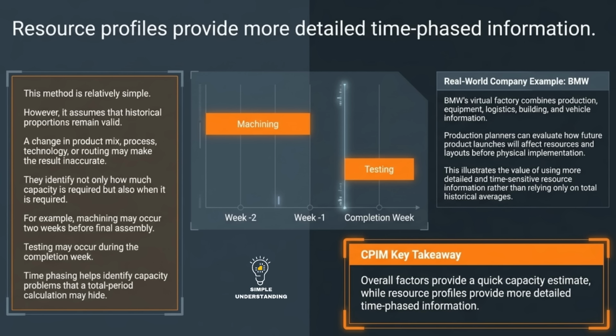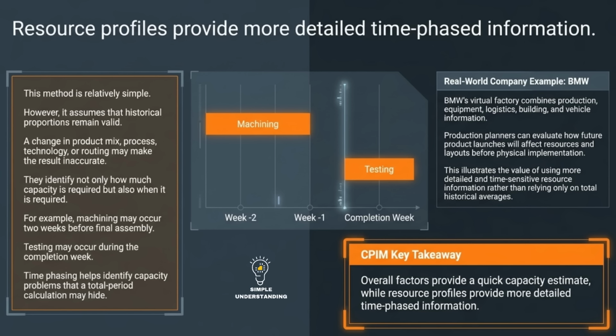Resource profiles provide more detailed time-phased information. They identify not only how much capacity is required, but also when it is required. For example, machining may occur 2 weeks before final assembly. Testing may occur during the completion week. Time phasing helps identify capacity problems that a total period calculation may hide.